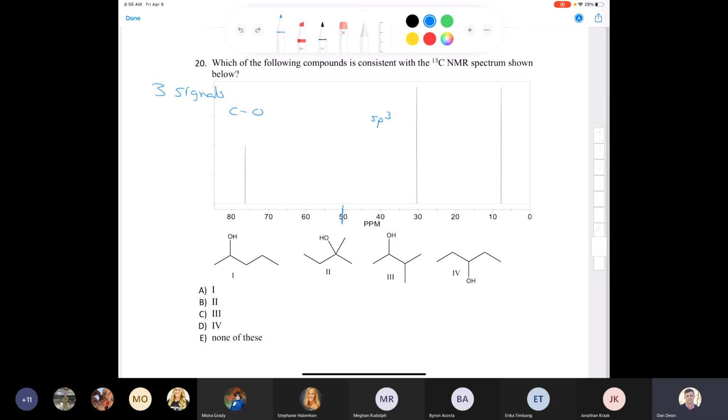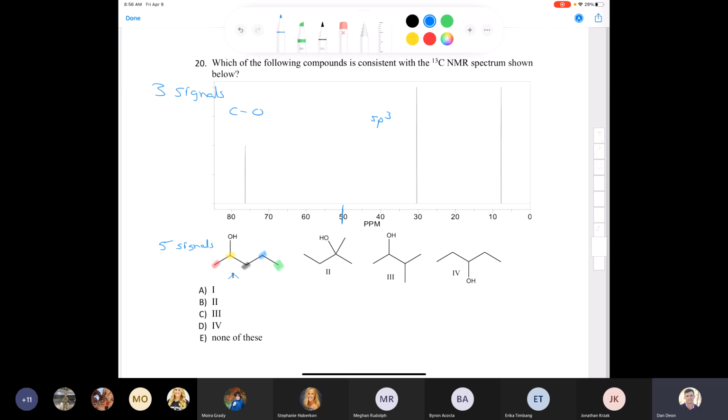What about number 1? Number 1 is impossible, right? Because number 1 is going to have 1, 2, 3, 4, and 5 different types of carbons, right? Those are all unique. I end up with 5 signals for this compound. So it can't be number 1.